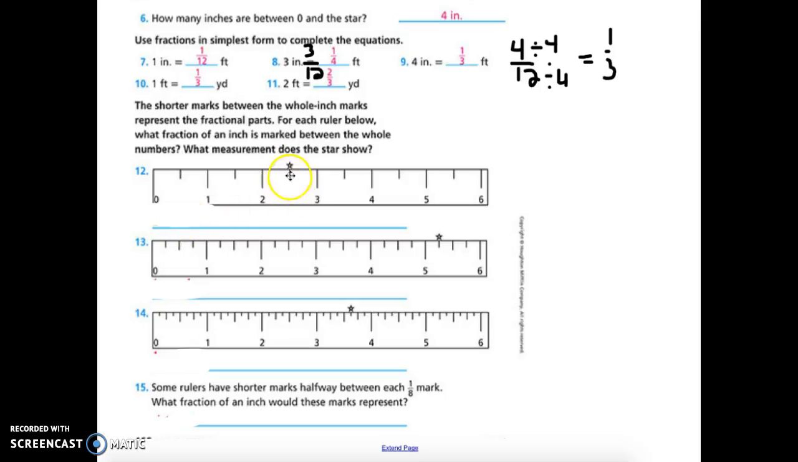So our fraction is halfway in between these two, but then we want to actually mark what measurement it is. So we've got 1, 2 inches, and a half. So we have 1/2 inch and 2.5 inches.